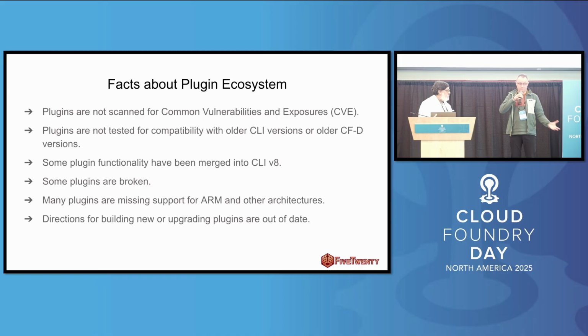Right now, we have a repository, also known as CLI Plugin Repo, and we would like to better understand what a plugin being in this repository really means. We don't do any security scanning of this repository, like whitelisted plugins. We are not testing compatibility with older versions of the CLI, with any versions of the CLI, or any Cloud Foundry CF deploy versions. Some plugin functionality has already been ported inside the modern V8 CLI.